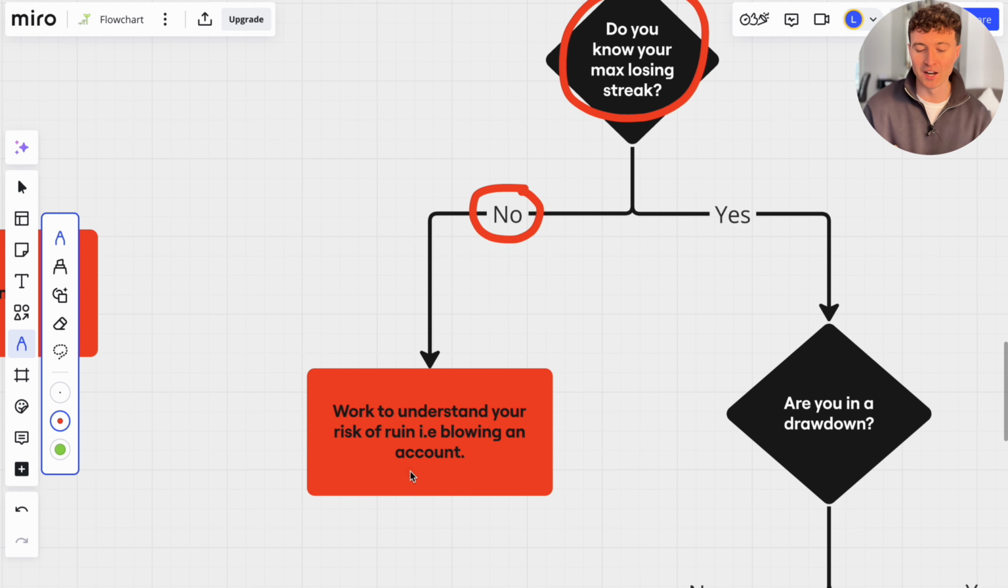i.e. blowing an account. You can do this by simply backtesting your trading strategy. For me, I've done this over hundreds and hundreds of trades to find out what my maximum losing streak is. Then once you've done this, you can use that to reverse engineer your risk profile. And that just simply means how much risk you're going to take every single trade.